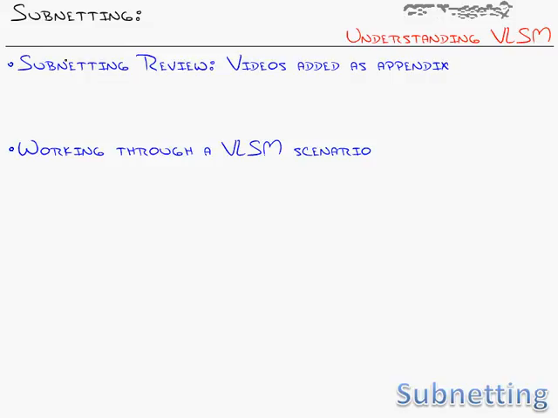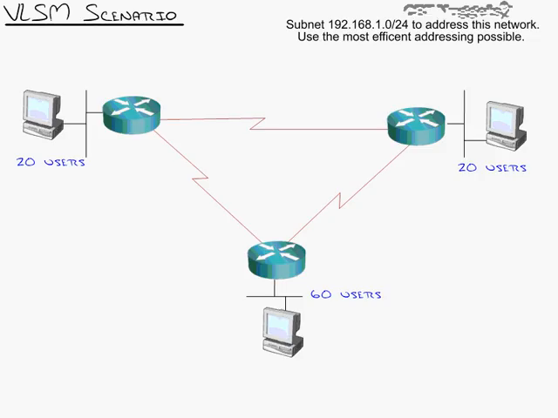So what we're going to do here is the second bullet, working through a VLSM scenario. VLSM stands for Variable Length Subnet Mask. It's a technical term, but really a simple definition. All it means is that you can change your subnet mask whenever and wherever you want on the network.